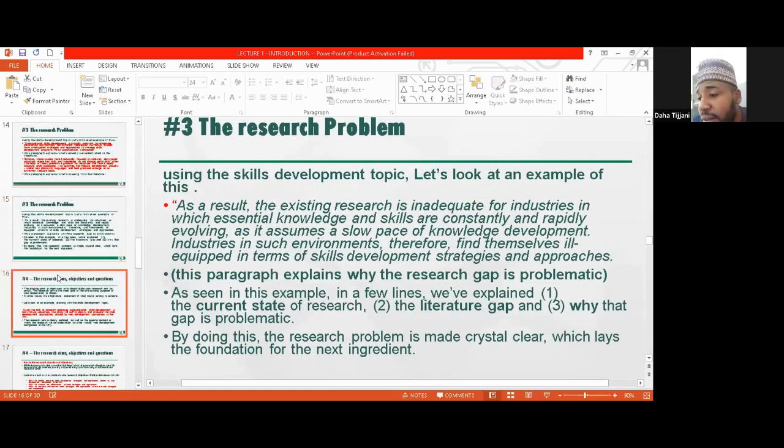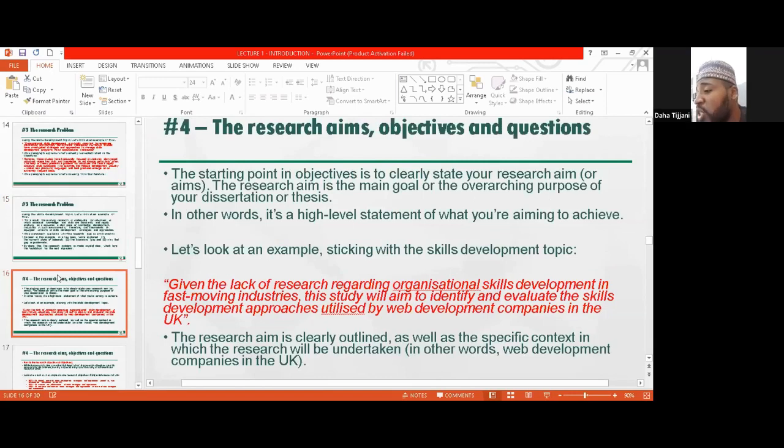The next ingredient is the research aims, objectives, and research question. This is also very important. The starting point in any objective is to clearly state your aim.